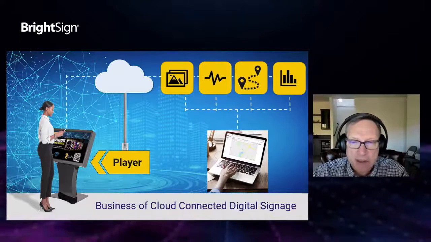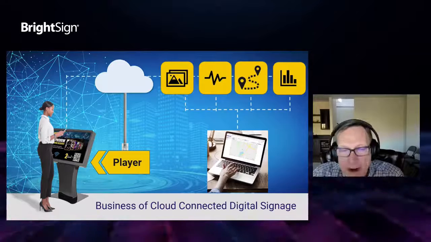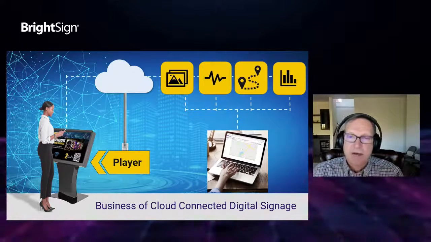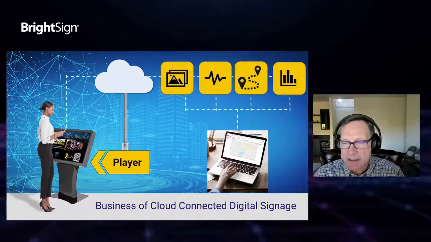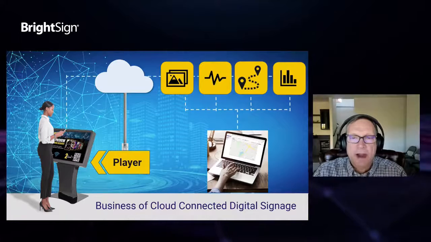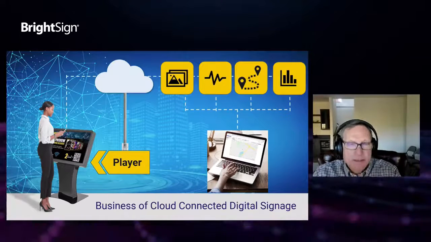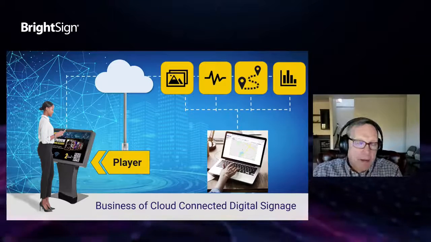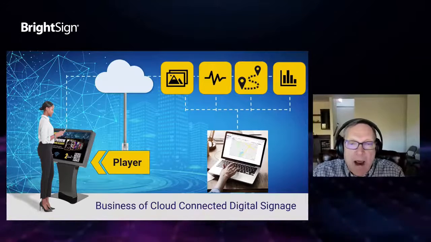And as I said, it starts with the player and the screen. You don't want to be buying consumer level screens or consumer level devices. You're buying screens that are built to run, whether it's 16 by 7 or 24 by 7, depending on your application. These screens are going to have higher brightness than typical consumer screens, and they're going to have reliability and power supplies that are built to run that many hours a day.